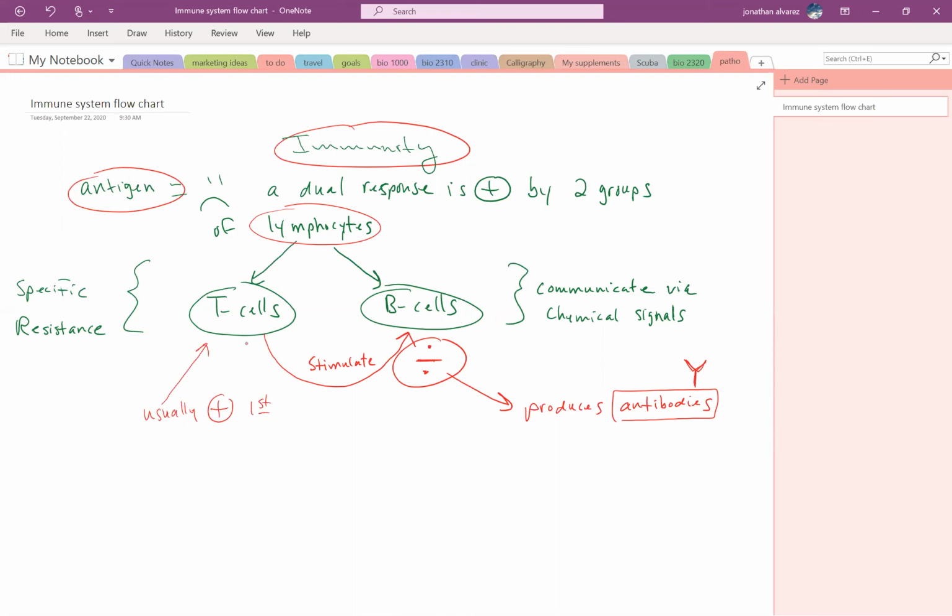T cells, they destroy the antigen directly via a chemical secretion.